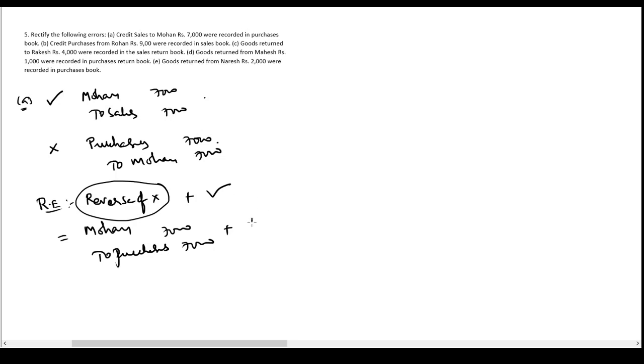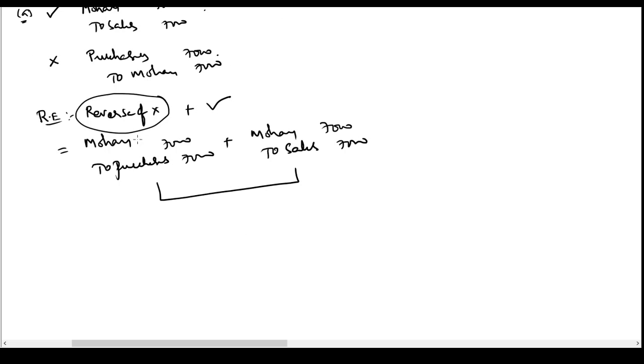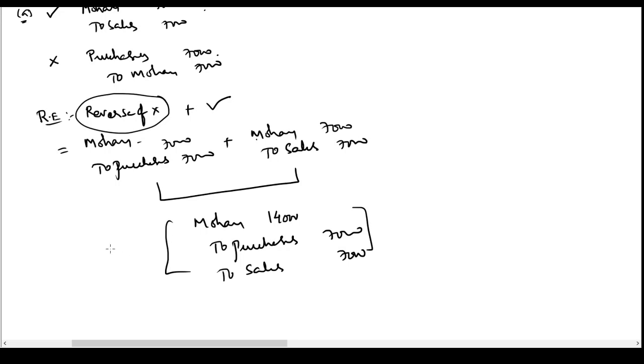The correct entry is Mohan to sales. So the net effect of these two entries will be the rectification entry: Mohan debit and Mohan debit. That means Mohan has to be debited with 14,000. His account has to be credited with 7,000 and sales account has to be credited with 7,000. So this is your answer and this is the rectification entry.